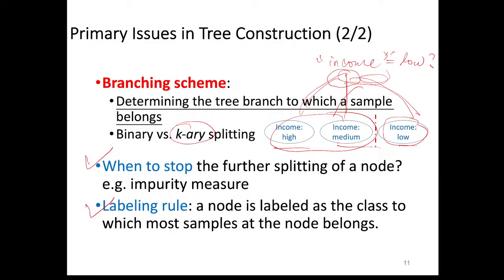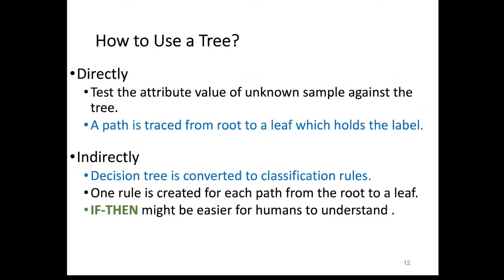And how to do the labeling? Once you build a tree, when you traverse the tree and arrive at a terminal node, how to decide the label of an instance that is in a certain terminal node? Basically, we just use majority voting. Okay, so how to use a tree? This is obvious. A direct way is just to traverse the tree. A less direct way is to convert the tree into if-else rules.